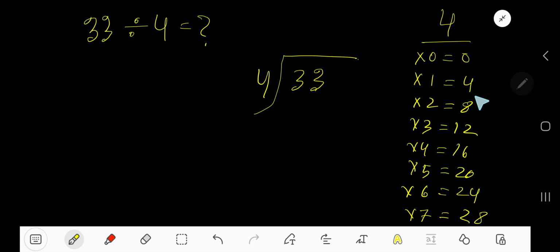0 plus 4, 4. 4 plus 4, 8. 8 plus 4, 12. 12 plus 4, 16. 4 goes into 3 how many times? 0 times, as 3 is less than 4. So 0 times 4, 0.